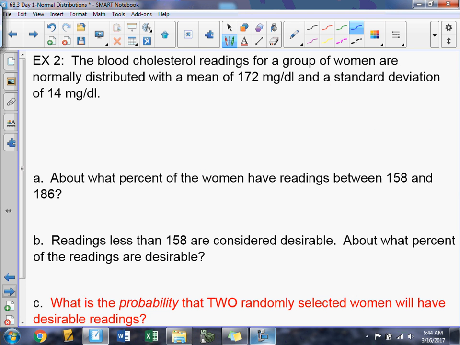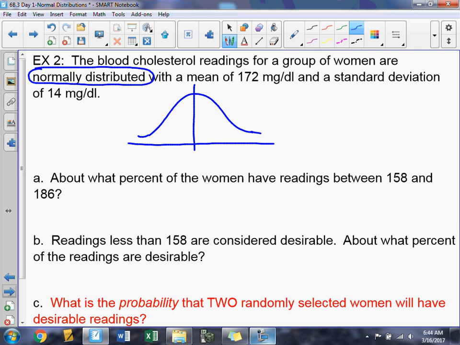So on the next one, the blood cholesterol readings for a group of women are normally distributed. So that's, again, normally distributed. We're not doing binomial, and there's not just 2 outcomes. It's telling us it's normally distributed, so that's when you want to go ahead and make a normal curve. Okay, draw in the middle. You draw the line underneath it.